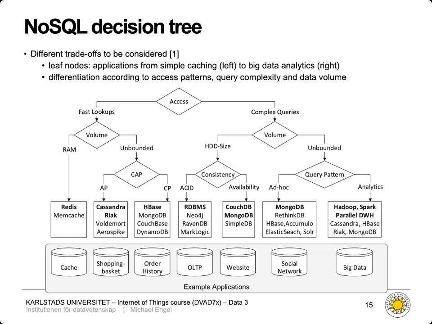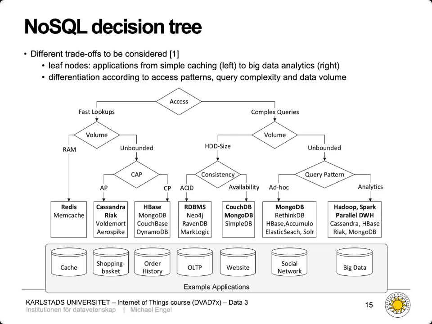And if we look at the right-hand side, if we need complex queries, again, we can look at volumes. So essentially, we have the amount of data that fits on a hard disk drive. Then we can differentiate between consistency requirements and have traditional relational database models, Neo4j, and so on. Or if we want availability as the more important factor here, we have again CouchDB and MongoDB here.